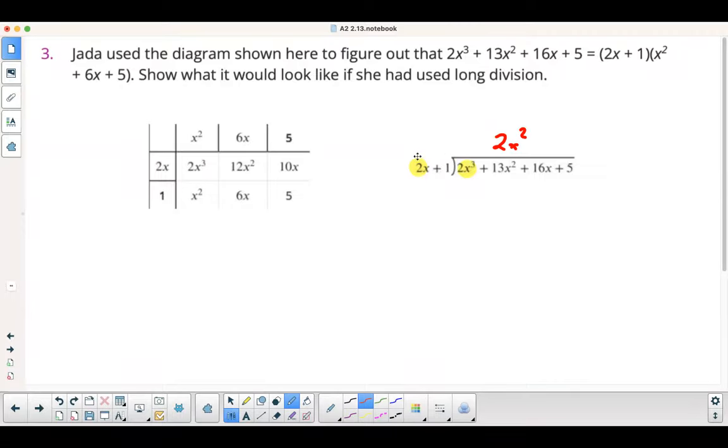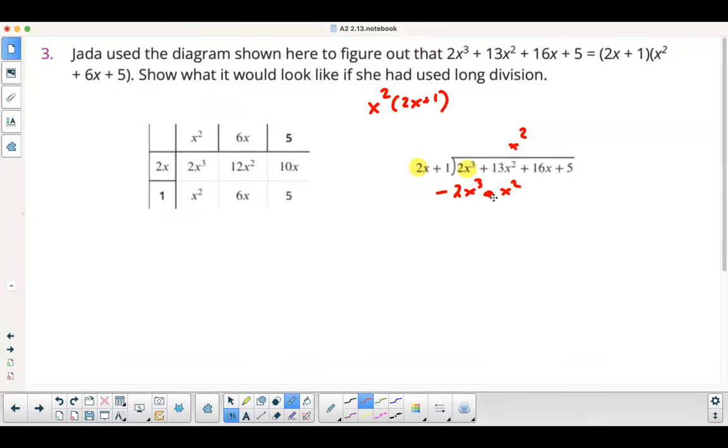Then I multiply this times the whole binomial. So 2x squared times 2x is, oh wait, no, that's wrong. That would give me 4x cubed. It's just 1x squared, sorry. So x squared times 2x plus 1, all right? Just like if I wrote it here like this. You distribute. So I get 2x cubed plus x squared.